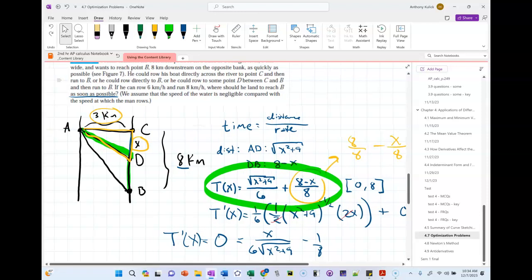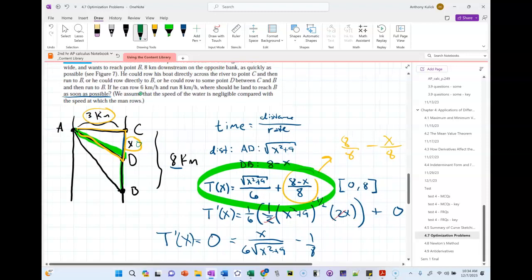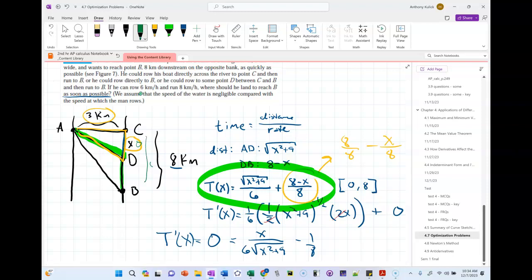Yeah, so if x equals 0, that's just the equivalent of doing this, which is an allowed route. If x equals 8, then that's just that route, which was an allowed route. Does that feel good? I think it does. It's just really annoying.